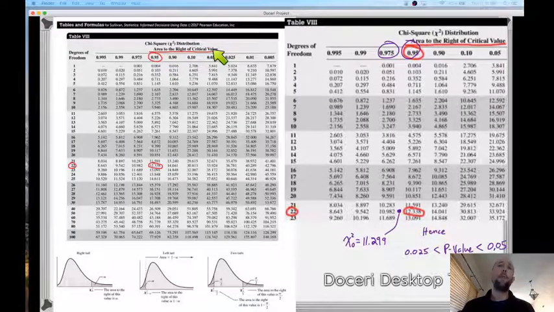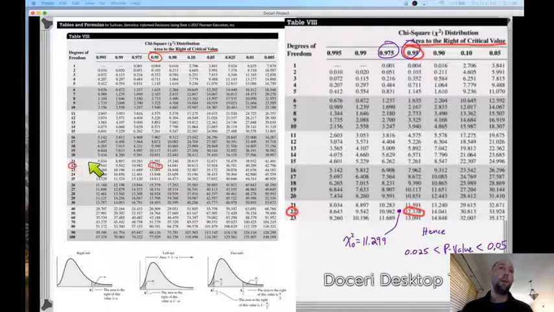Since we have a left-tailed test, the left tail has an area of 0.05, while the right tail has an area of 0.95. Since this only tells us area to the right and there's no symmetry with the chi-square distribution, we do 1 minus alpha and say we have an area of 0.95 to the right of our critical value. In the problem here, we had a sample size of 23. If we subtract 1 from that sample size, our degrees of freedom is 22.